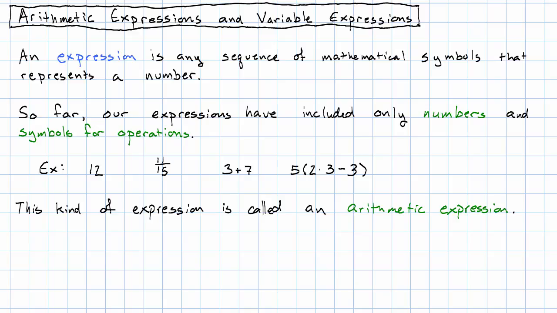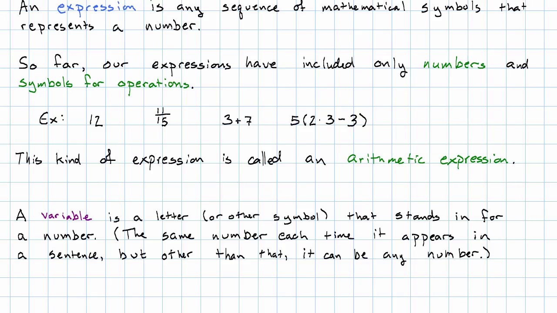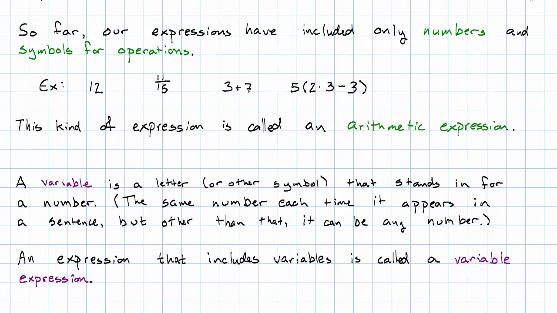But there's another kind of expression that we're going to be very concerned with as we move into algebra, and that's called a variable expression. Recall that we've met variables before as well. A variable is a letter or other symbol that stands in for a number. An expression that includes variables is called a variable expression. So we'll say that an expression is either arithmetic or variable, depending on whether or not it contains any variables.